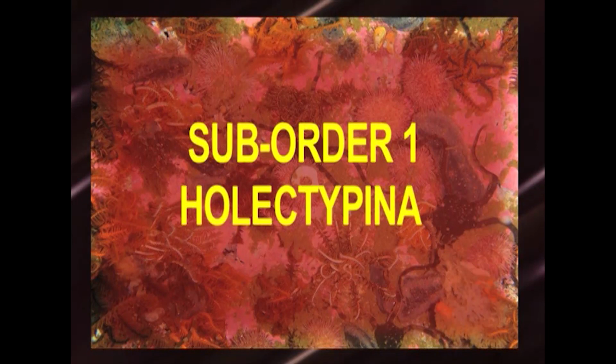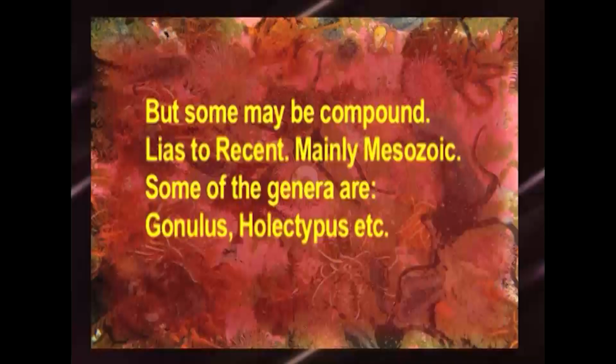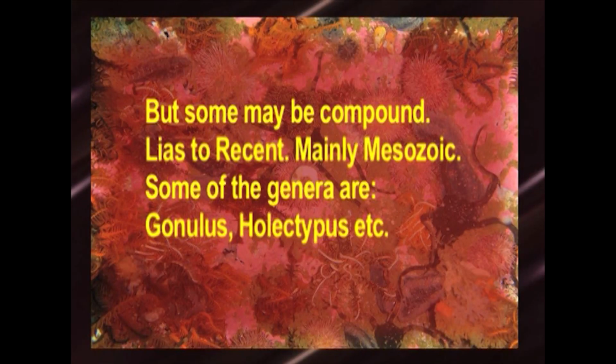Next is the suborder 1, Holectypina. Here the peristome is central with notches. Lantern and perignathic girdle present, ambulacra not petaloid, plates mainly simple but some may be compound. Lias to recent is the age group, mainly Mesozoic. Some of the other genera are Conulus, Holectypus, etc.